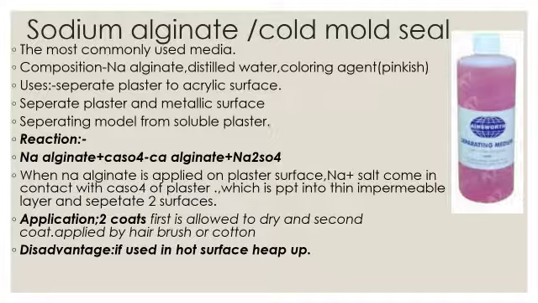Reaction: sodium alginate reacts with CaSO4 to form calcium alginate and Na2SO4. When sodium alginate is applied on a plaster surface, the sodium ion comes in contact with the calcium sulfate of the plaster, which is precipitated into a thin impermeable layer and separates the two surfaces. This is the mechanism, that is, this is the reaction that takes place while applying a separating medium. And application means two coats are required. The first is allowed to dry and the second coat is applied by hairbrush or a cotton. And disadvantage is if used on a hot surface, it heaps up.